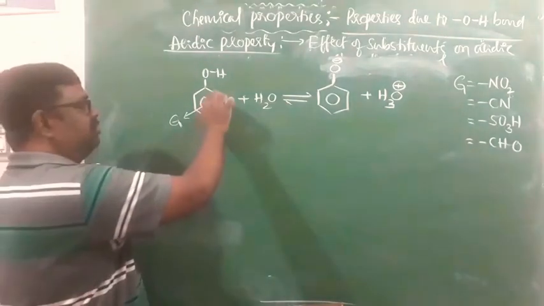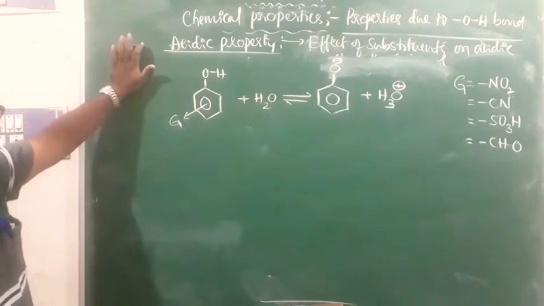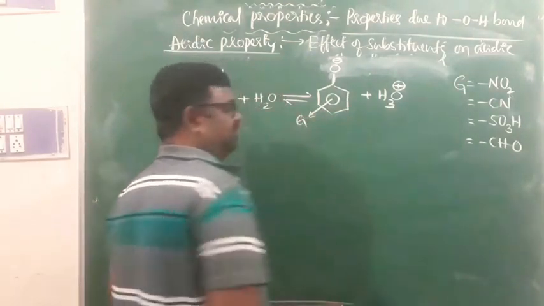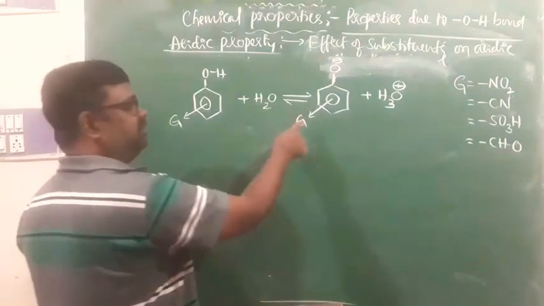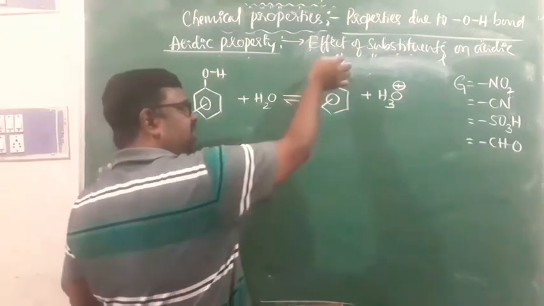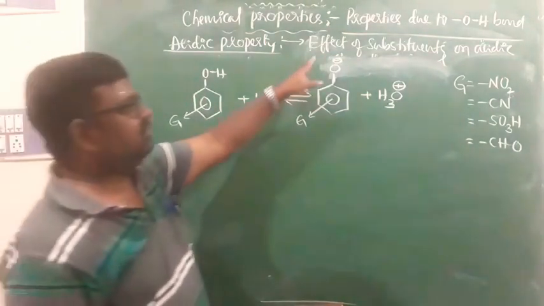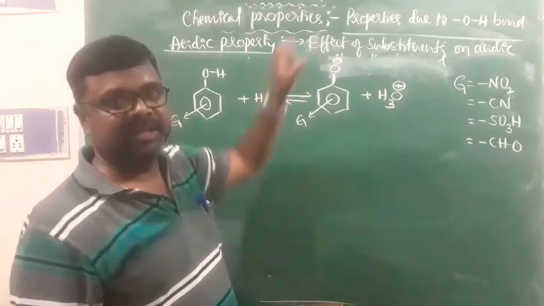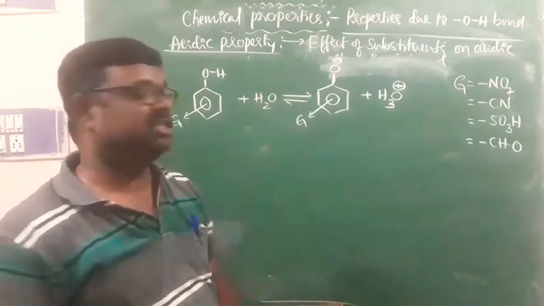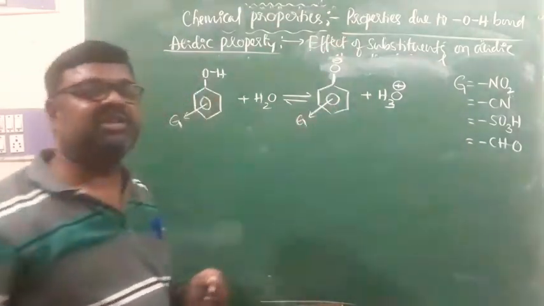When electron withdrawing groups are attached to the benzene ring, it withdraws electrons towards itself, so the negative charge on the oxygen decreases. If the negative charge decreases, the stability of phenoxide increases, because this negative charge will be further dispersed throughout the molecule.